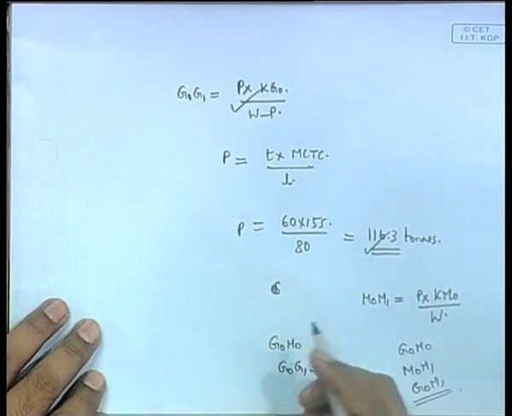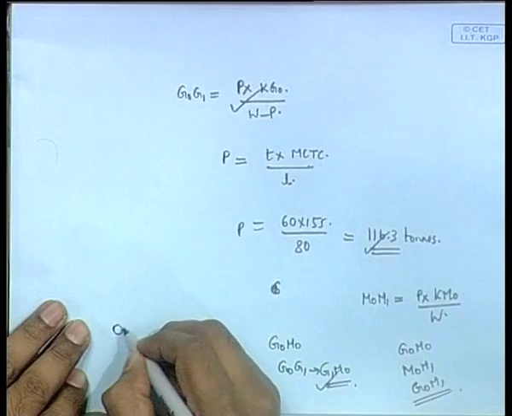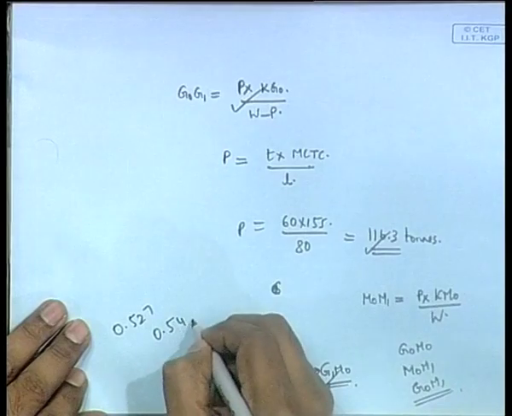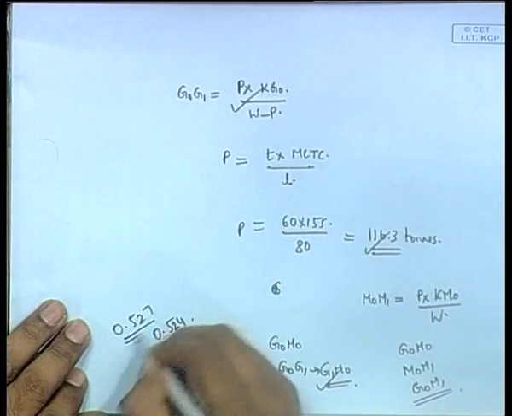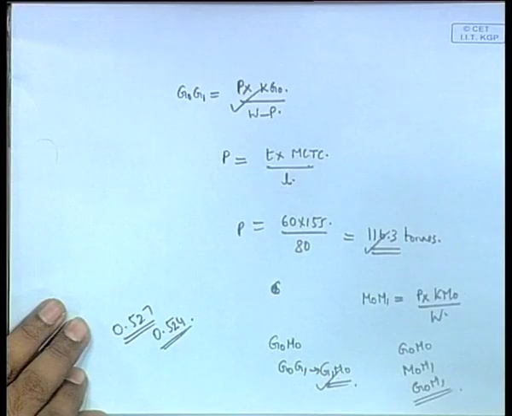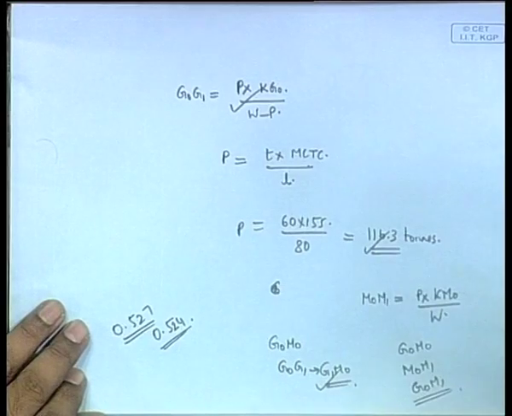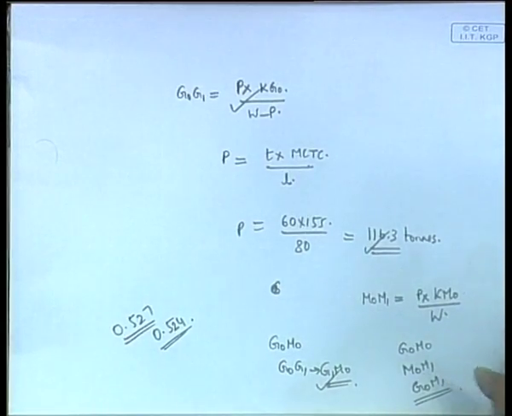Actually, there is a slight difference between the two: 0.527 and 0.524. That is very small, almost negligible, because that much error will be there in your hydrostatic data anyway, you won't get that accurate anyway.